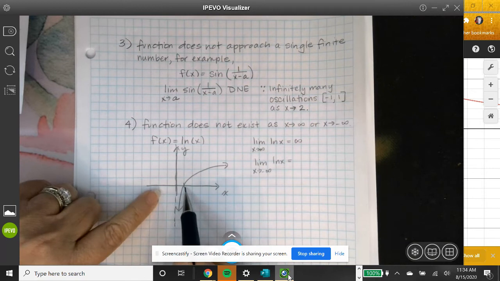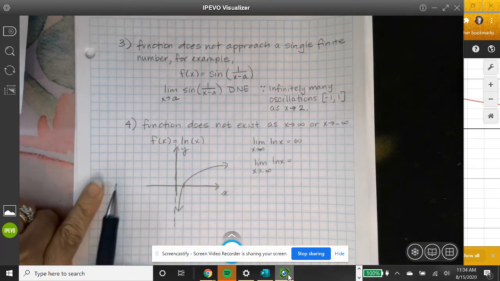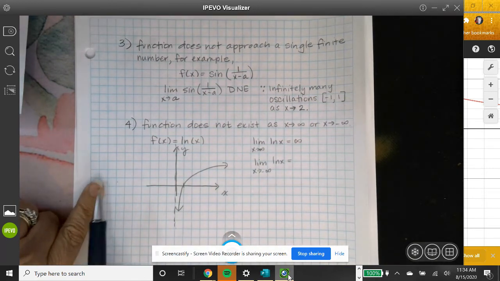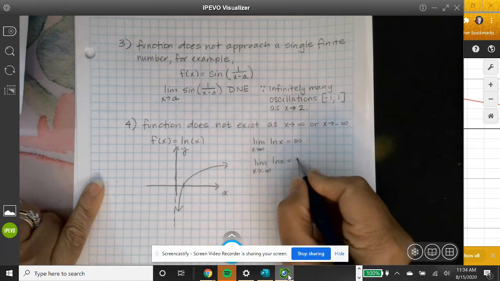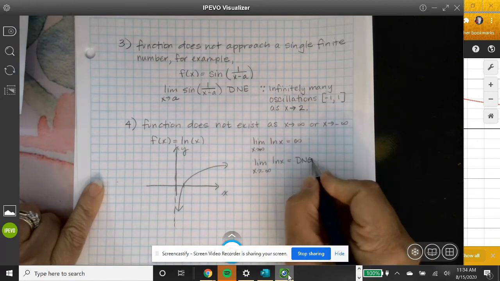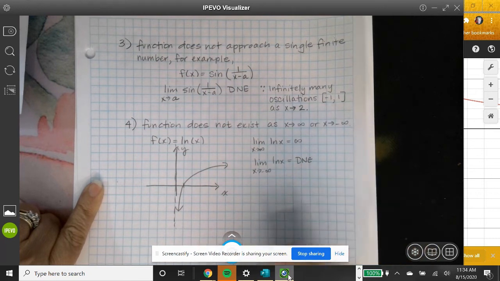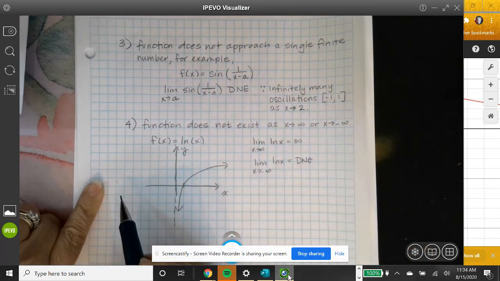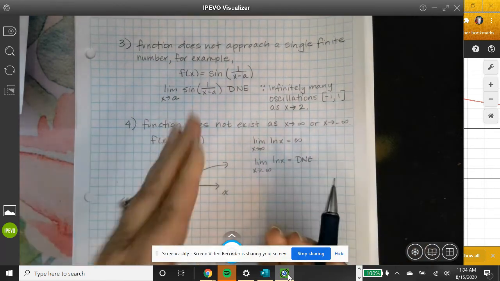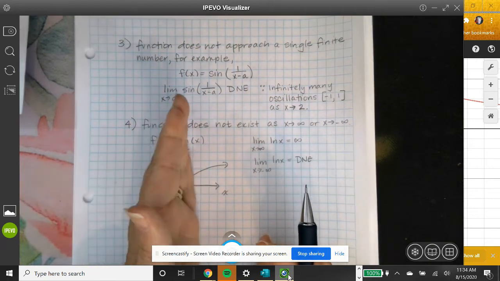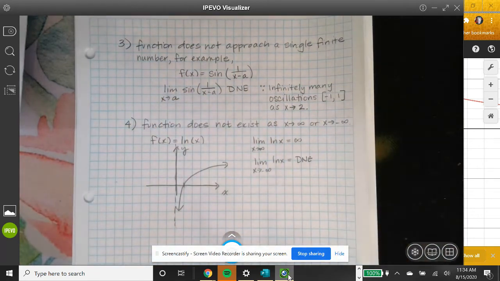Goodness gracious, is the natural log function even over here at all when x approaches -infinity? And you can say DNE here. You don't have to justify this one because there just is no domain over here. The function has only domain starting at 0 and going forward.